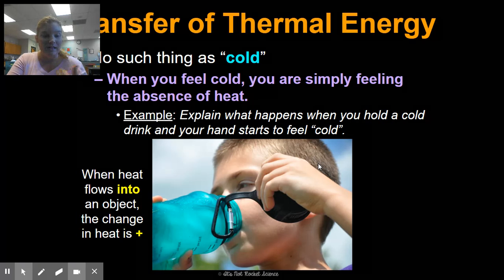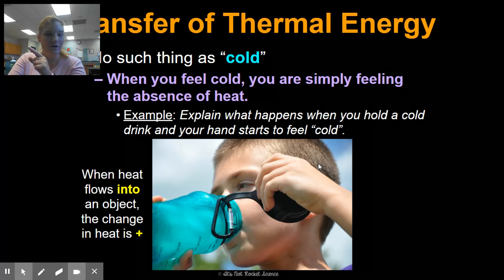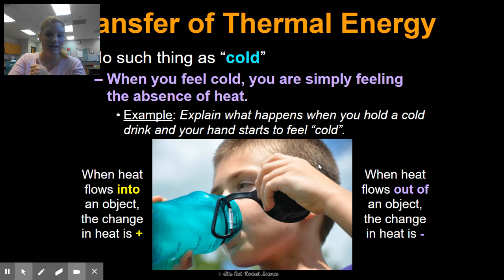So when heat flows into an object, when we go from something hot to something that's less hot, then the heat is going over to where there is less of it, and it is making the other thing positive. So it's making the other thing warmer. Whereas when we're flowing out of an object, so when your hand is holding that cold smoothie, then the heat that is from your hand is flowing into the colder smoothie, and so that is a negative change in heat.